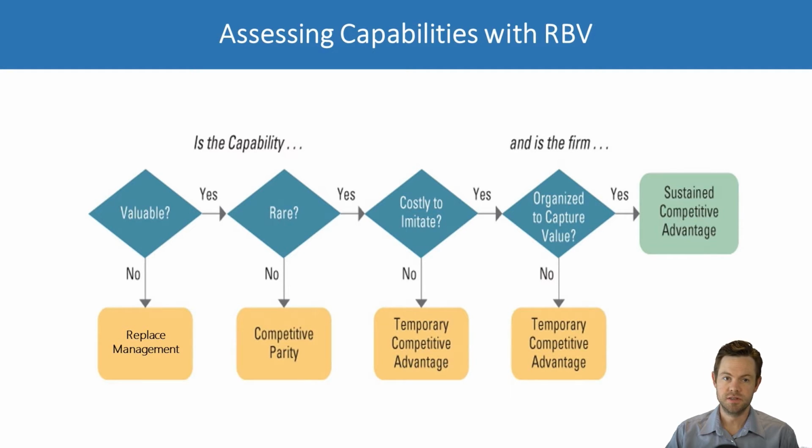If it is costly to imitate, is the firm organized to capture that value? If not, at best, this will serve as a temporary competitive advantage that is not fully taken advantage of by the firm. If it is, this will lead to a sustained competitive advantage that will allow the firm to achieve above average profits, and those profits can help it sustain its advantage by being placed back into the firm.